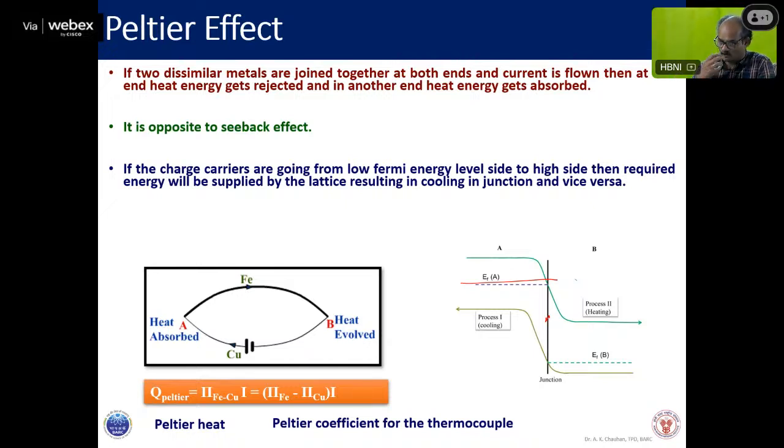The lattice, the material, will cool. So you have two junctions A and B. One material is iron, another is copper, and you start passing current. In that case, you will see that at one end heat is absorbed, at another end heat is evolved. So one end will become hotter as compared to the other, or one will become cooled as compared to the other. So this is called the Peltier effect. Peltier coefficient is defined like here.